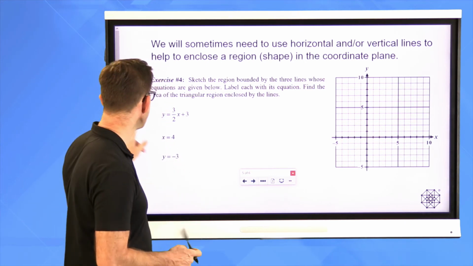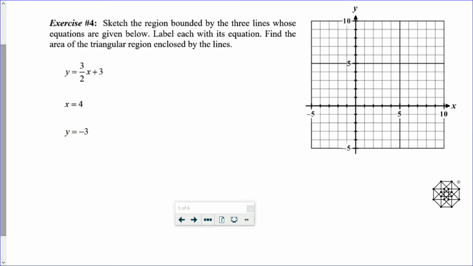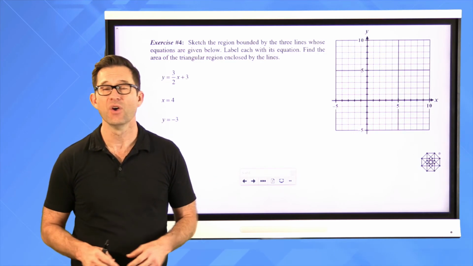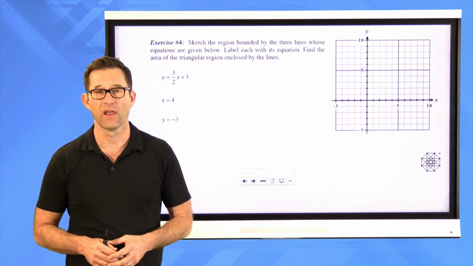So let's take a look now at exercise number 4. Sketch the region bounded by the 3 lines whose equations are given below. Label each with its equation. Find the area of the triangular region enclosed by the lines. All right, so what's cool here is we've got 3 lines. One of them's horizontal, one of them's vertical, and one of them's a slanted line, okay?